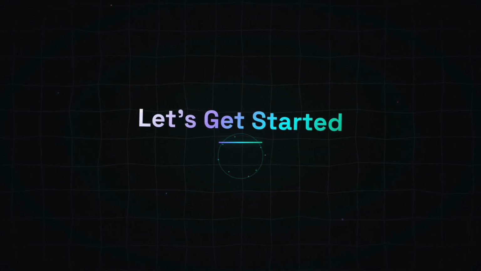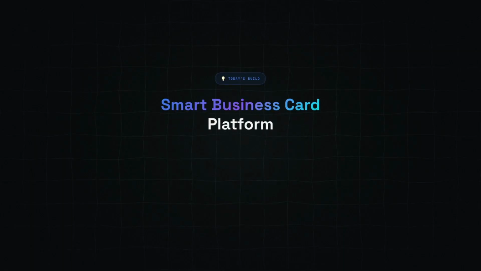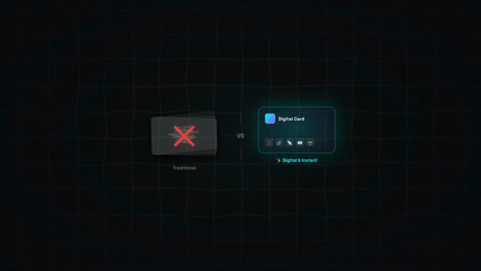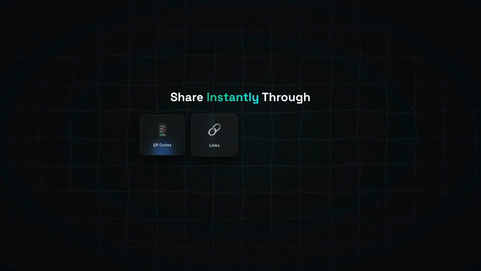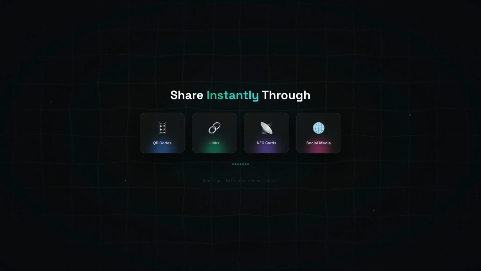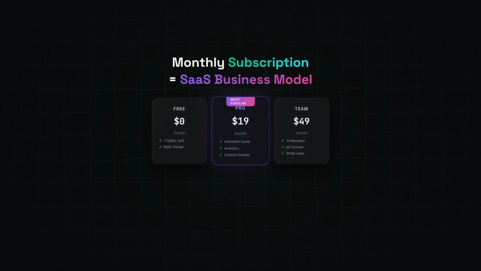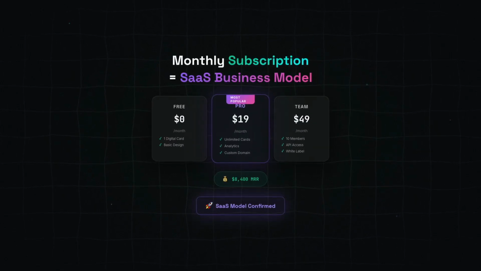Let's get started. The business I'm going to create today is a smart business card platform. Instead of printing traditional business cards, users can create digital business cards and share them instantly through QR codes, links, NFC cards, and social media. Businesses pay a monthly subscription to unlock premium features. So we already have a SaaS business model.